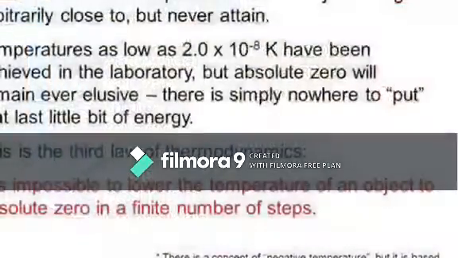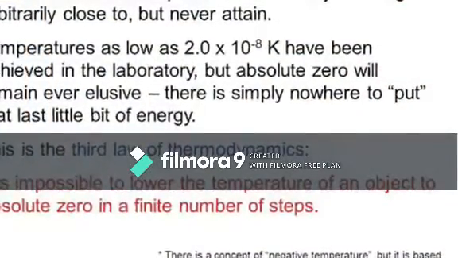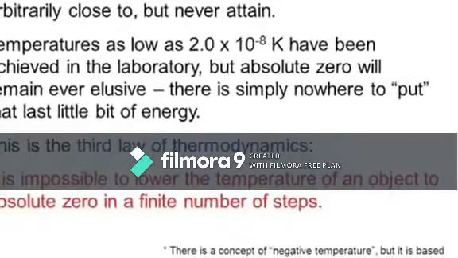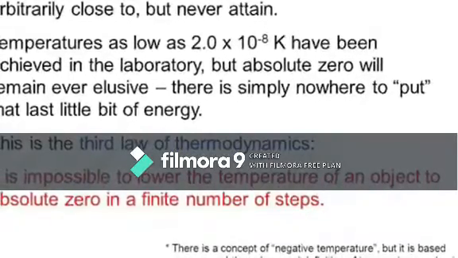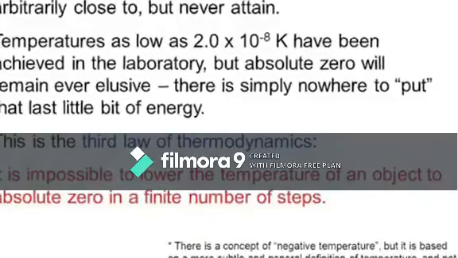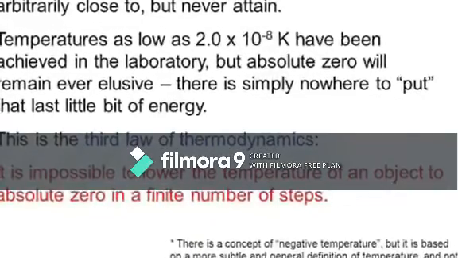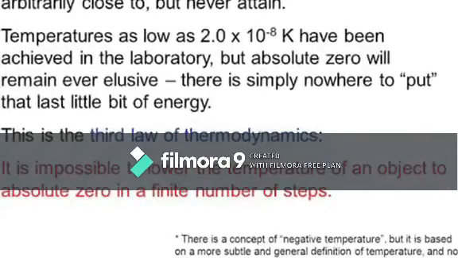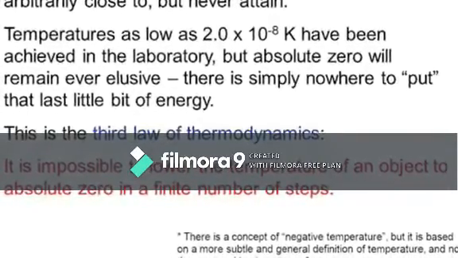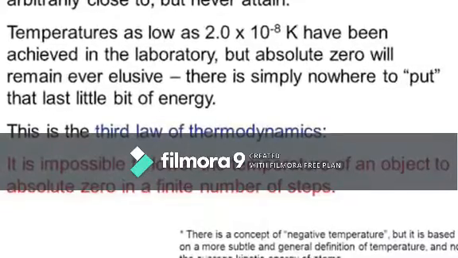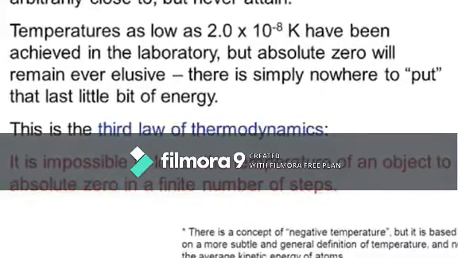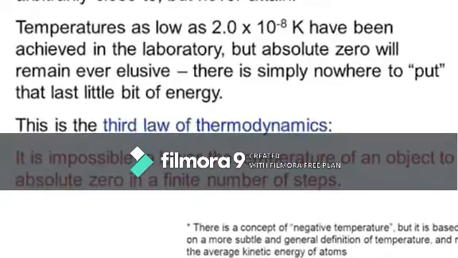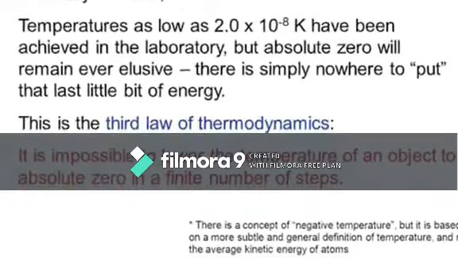The third law of thermodynamics is that absolute zero is a temperature that an object can get arbitrarily close to but never attain. For example, temperatures as low as 2.0 times 10 to the negative 8 K have been achieved in the laboratory, but absolute zero will remain ever elusive. There is simply nowhere to put the last little bit of energy. This is the third law of thermodynamics. It is impossible to lower the temperature of an object to absolute zero in a finite number of steps.